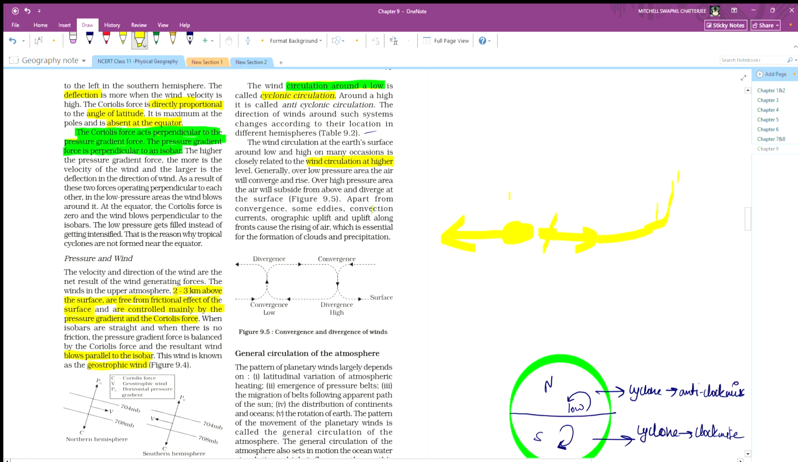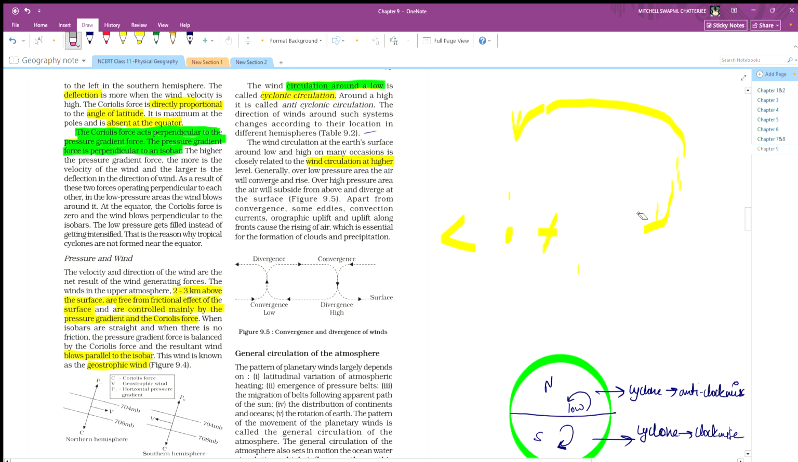Apart from this, convergence along with convection currents causes the air to rise, potentially forming clouds. When it is going, it is also carrying some water vapor and molecules with it, which will eventually form clouds and cause rain. This process is divergent here and convergent there. Yes, divergent and convergent.